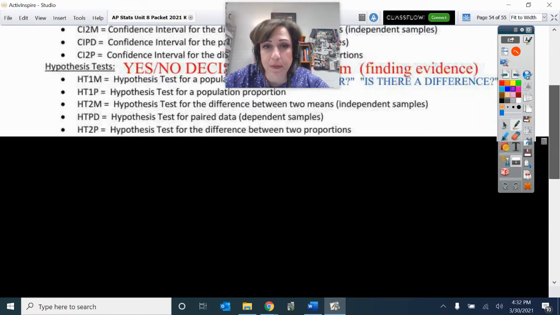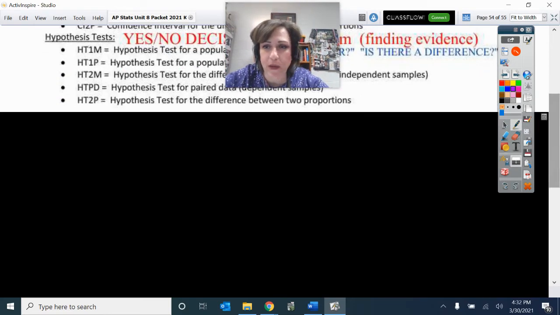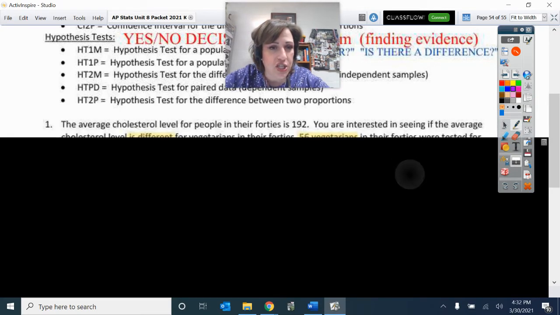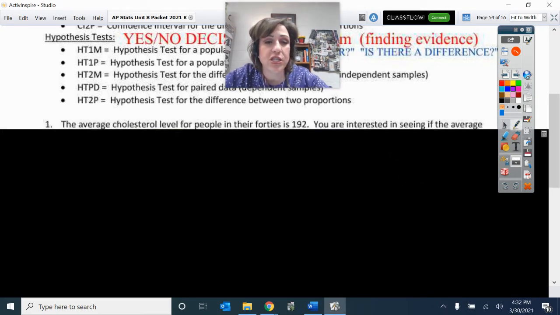Let's now do a couple of these together and see how we do. The average cholesterol level for people in their 40s is 192. What's going through my mind is, ooh, it said the word average. I like that. And we're talking about 192. That's a numerical value.